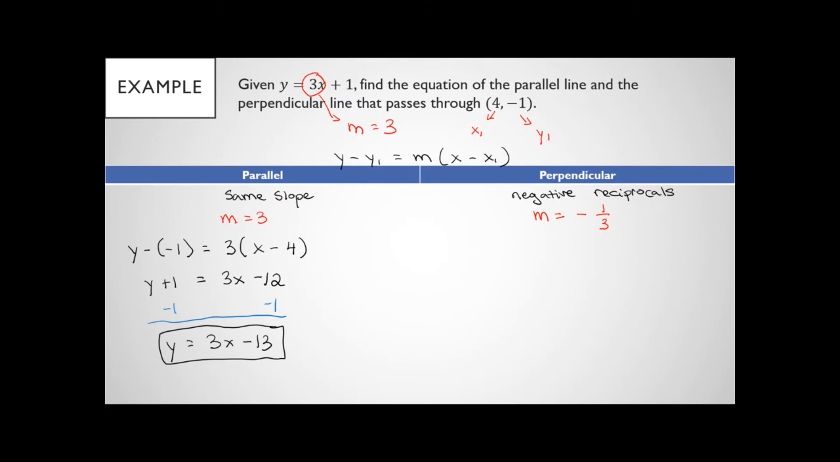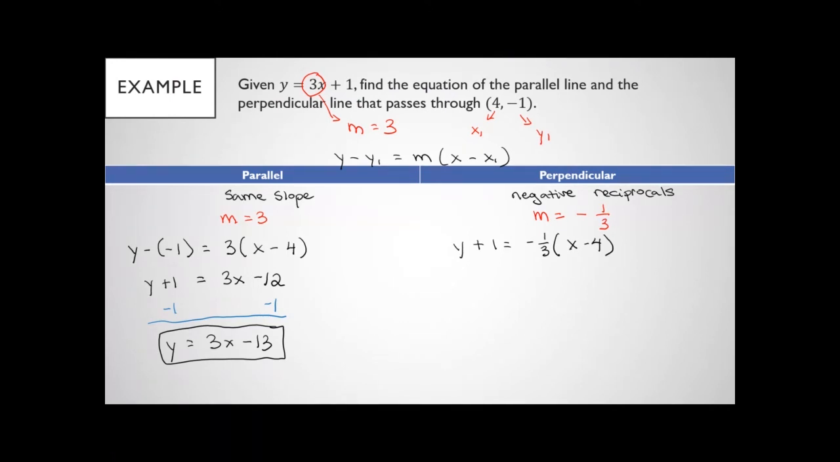Now let's look at the perpendicular line. It's basically the same thing, it's just going to have a different slope. So we have y, and I already know y minus negative 1 is going to be plus 1. So I'm going to write y plus 1 equals negative 1/3, and we have x minus 4.